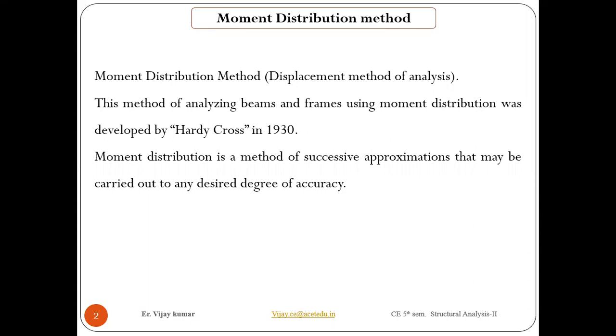So this is something I am just going to give you: it was developed by Hardy Cross in 1930, and it's a successive approximation method carried out to the desired degree of accuracy. You need to repeat the task until the balancing of all moments takes place. So basically we are distributing the moment. All the joints should have equal moment.